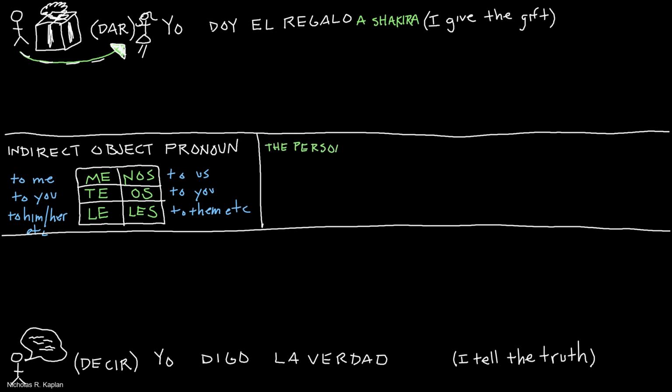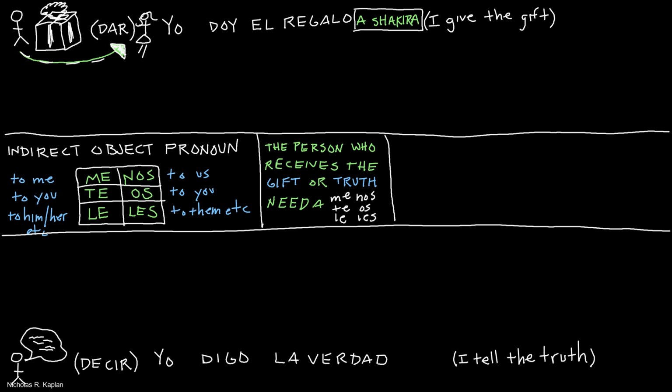Spanish says whoever is receiving that gift, Shakira, she falls into box 3. We have to help guide that gift to her, le. And we will place that le previous to the conjugated verb. Yo le doy el regalo a Shakira. I give the gift to her, to Shakira. It's like a belt and suspenders kind of thing.